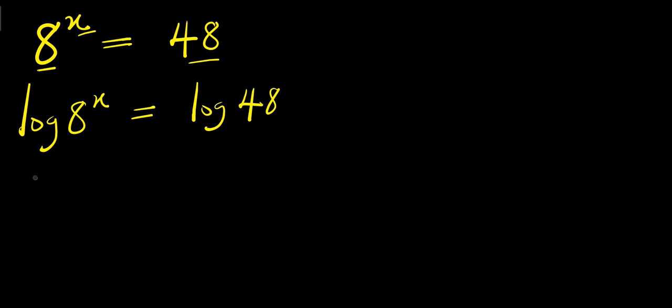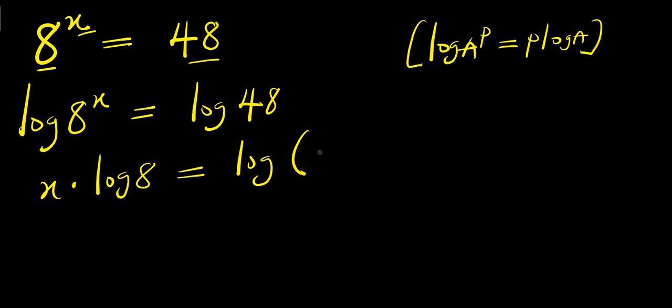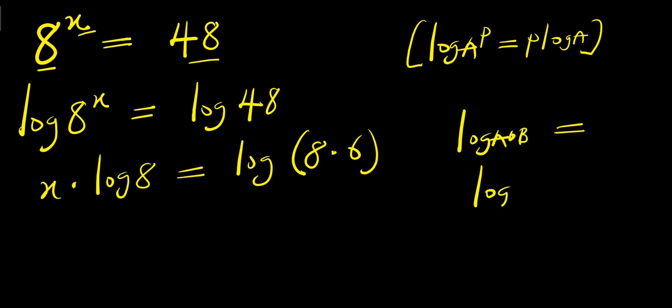And from here, if you have log a power b, this is b times log a. So log 8 power x is x times log 8 equals log 48. We can express 48 as 8 times 6. So if you have log a times b, this equals log a plus log b.